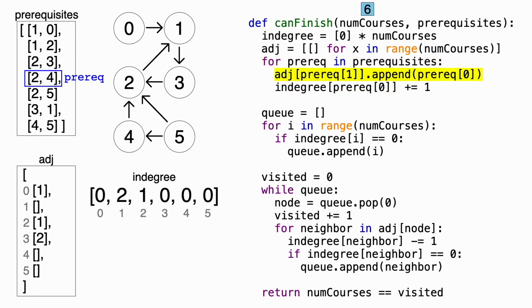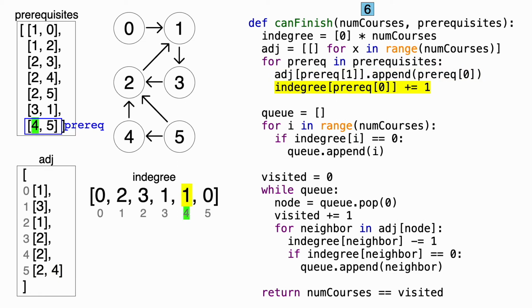Next is an edge from node 4 to node 2, and we'll increment the in-degree of node 2 again. Then we have an edge from node 5 to node 2, which brings the in-degree of node 2 to 3. Then it's an edge from node 1 to node 3, and we'll increment the in-degree of node 3, and finally an edge from node 5 to node 4, and an increment of node 4.